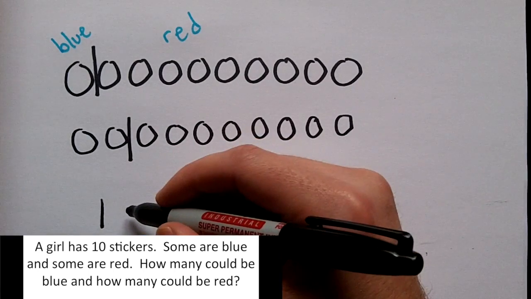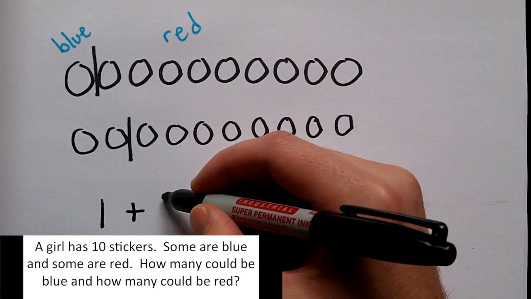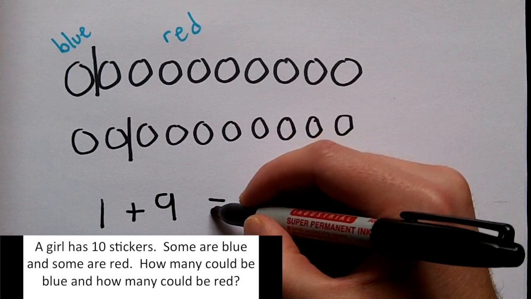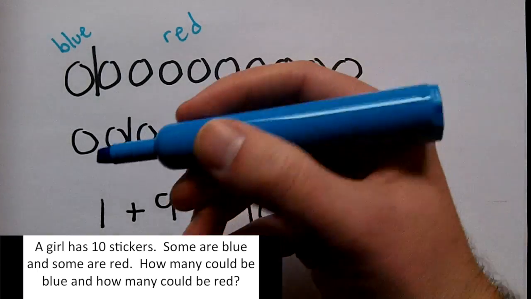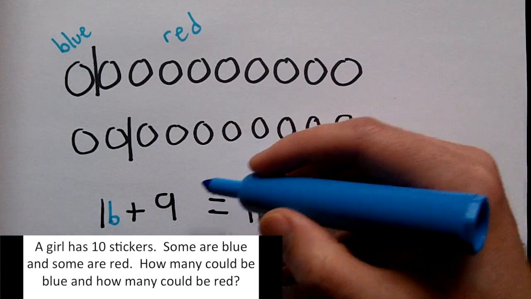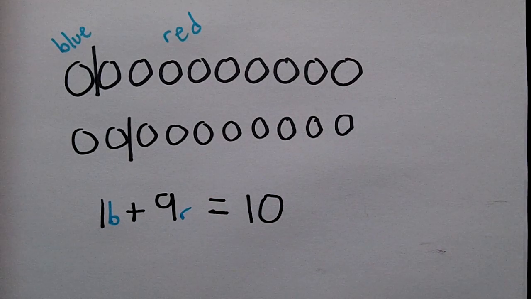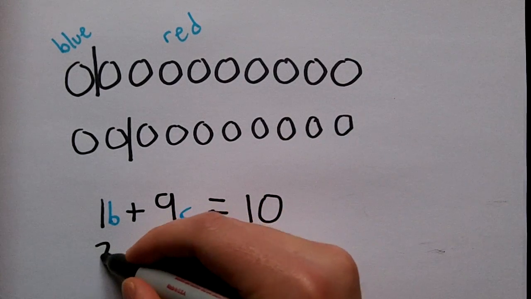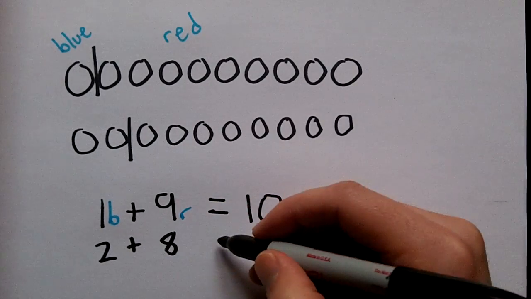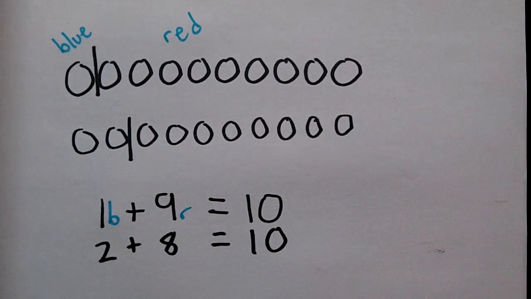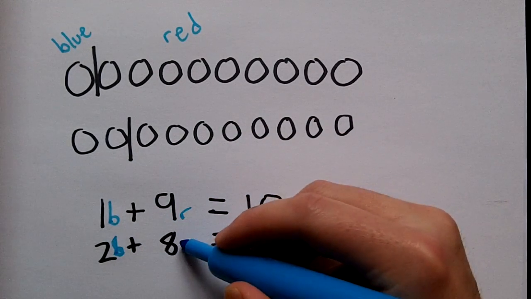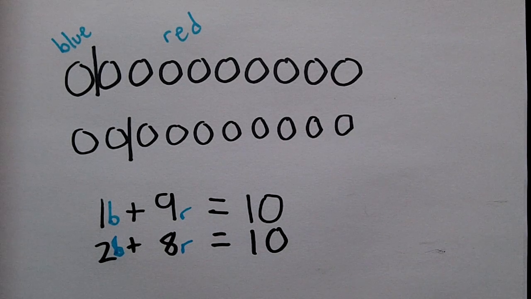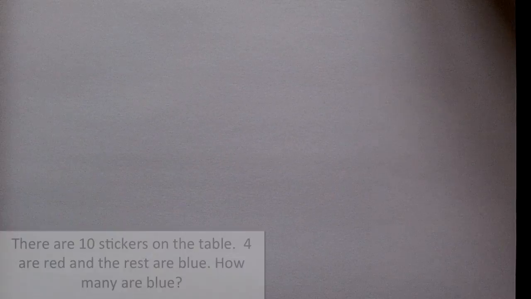Now for the number sentence. 1 is blue plus 9 red makes 10 stickers altogether. Make sure that I label it. B for blue, R for red. And I'm going to make a number sentence to match my other drawing, which is 2 blue and 8 red makes 10 stickers altogether. Students could continue to solve this by showing that 3 are blue and 7 are red, and so on.